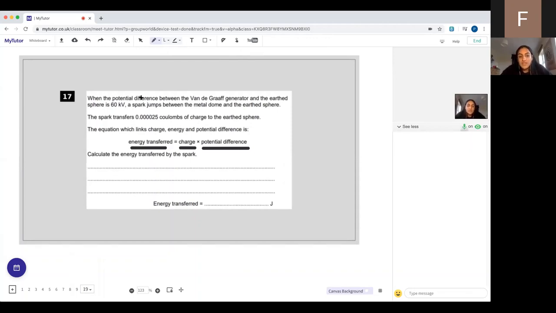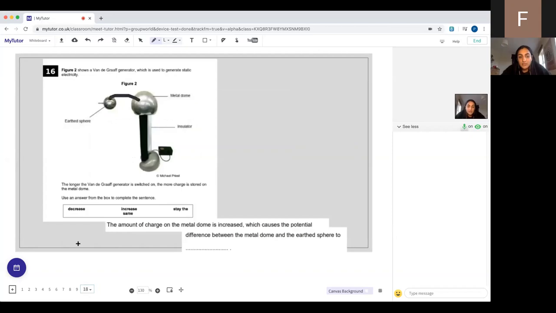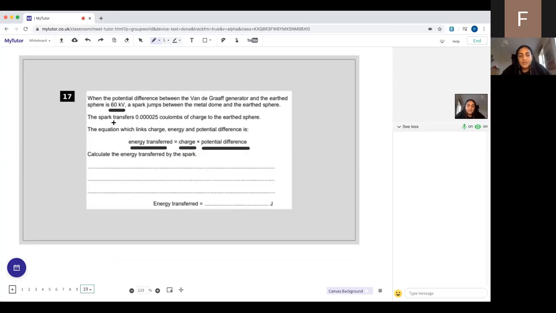So when the potential difference between the Van de Graaff generator and the earth sphere is 60 kilovolts, the spark jumps between the metal dome and the earth sphere. Okay, so we're getting a spark jump to the earth sphere. Now the spark transfers 0.00025 coulombs of charge to the earth sphere.